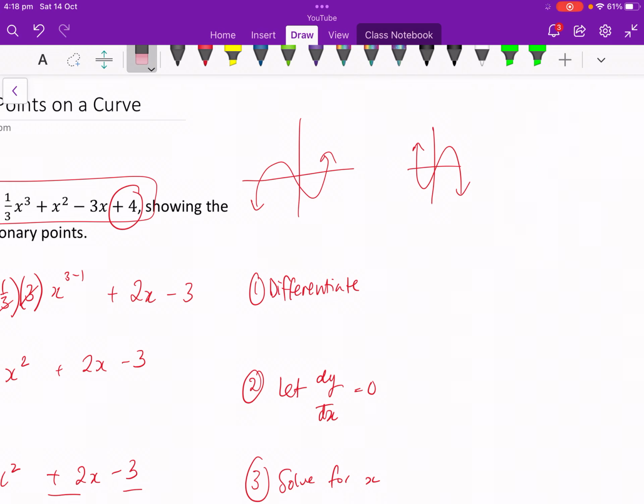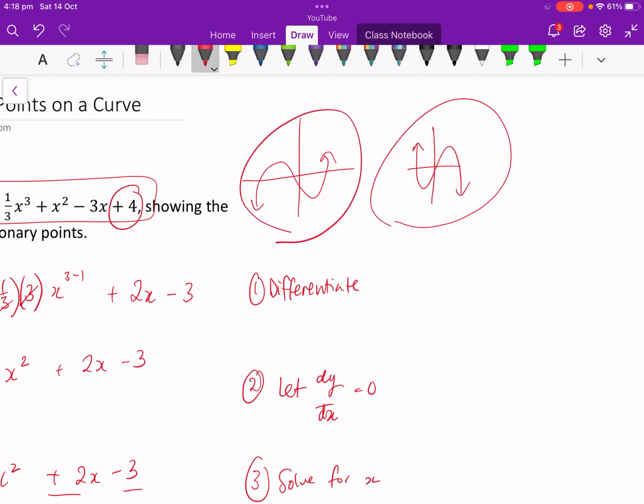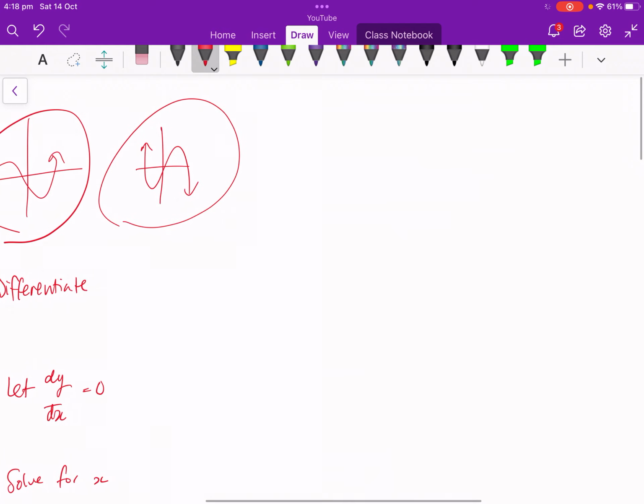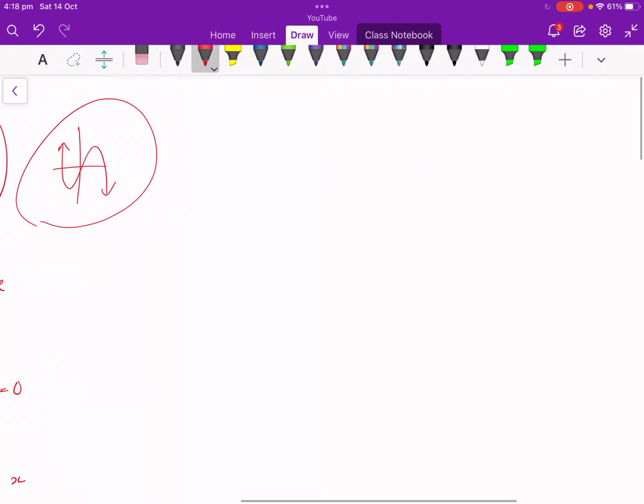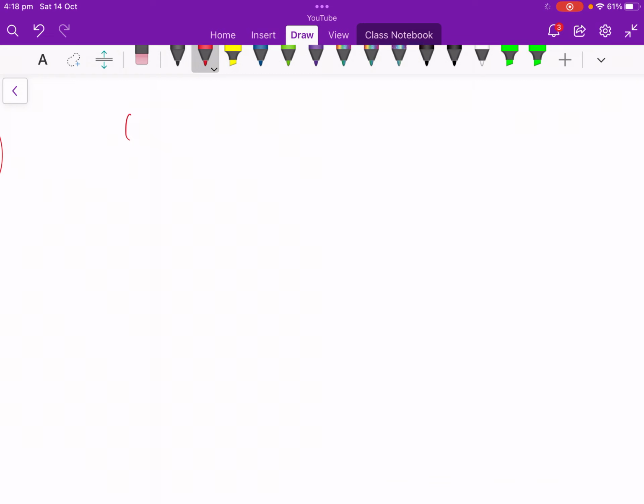So what we need to do is actually figure out which one it is. Is it this one or this one? Is it the flipped version or not? So let's look into it. Now we're going to use something called the sign test. I'm going to bring those coordinates back up. They were (-3, 13) and (1, 7/3).